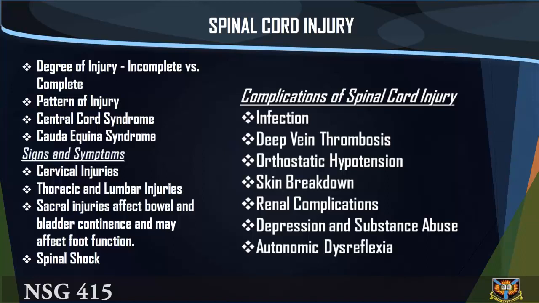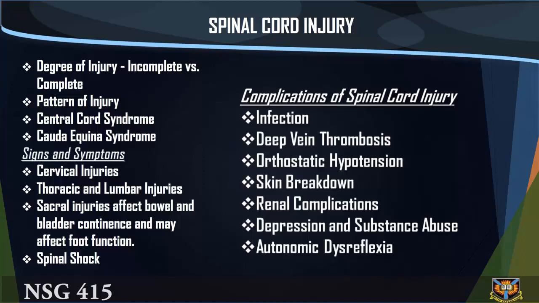Signs and symptoms. Cervical injuries. Cervical cord injuries can affect all four extremities, causing paralysis and paresthesias, impaired respiration, and loss of bowel and bladder control. Paralysis of all four extremities is called quadriplegia. Weakness of all extremities is called quadriparesis. If the injury is at C3 or above, the injury is usually fatal because muscles used for breathing are paralyzed. An injury at the fourth or fifth cervical vertebrae affects breathing and may necessitate some type of ventilator support.